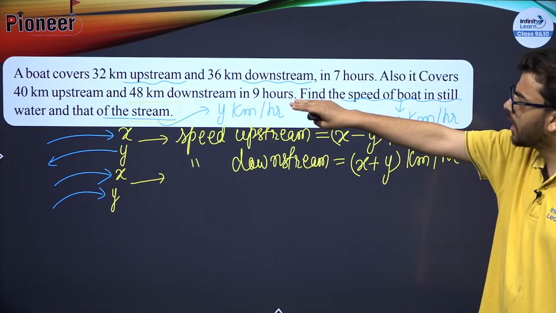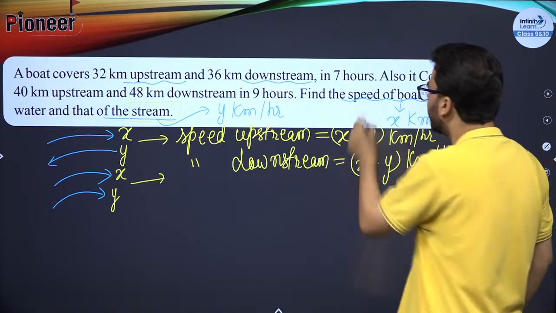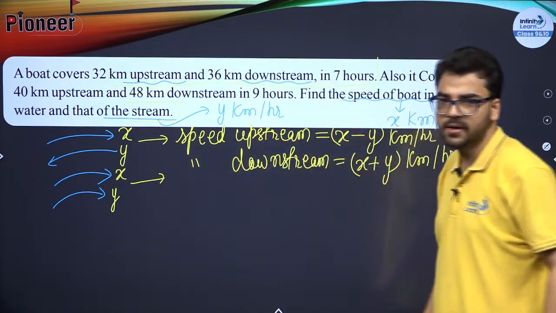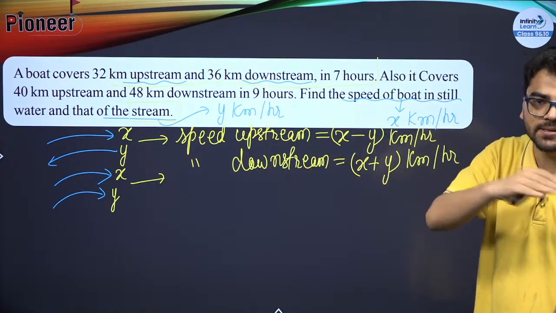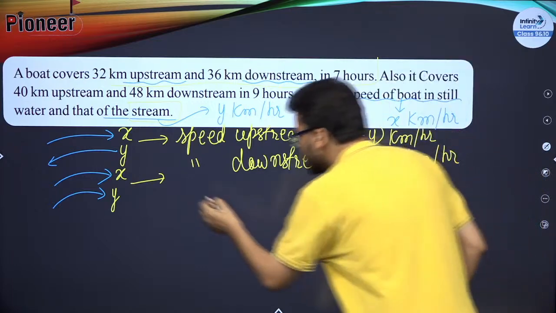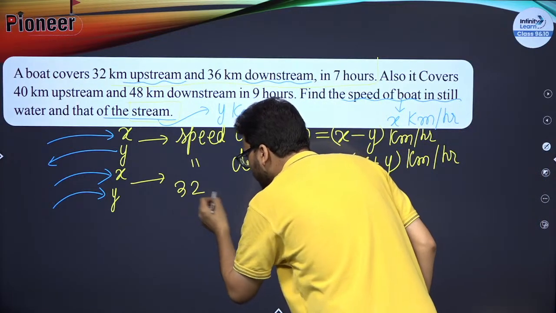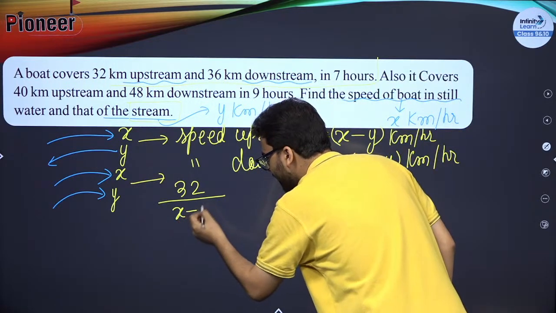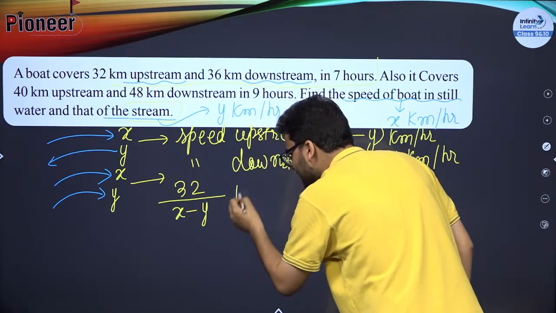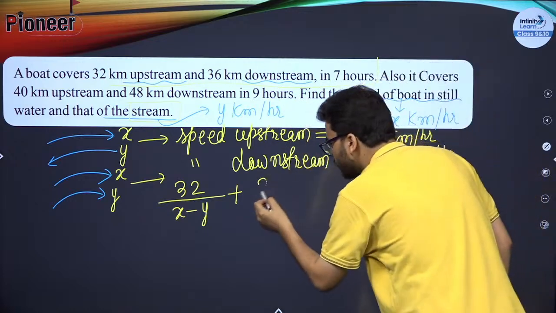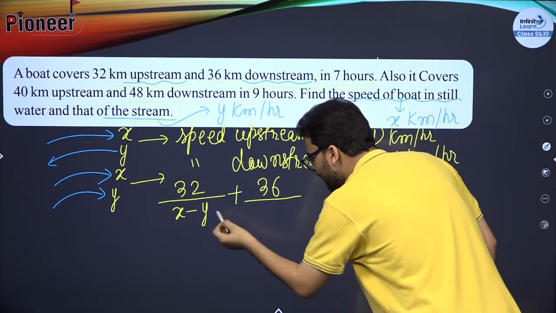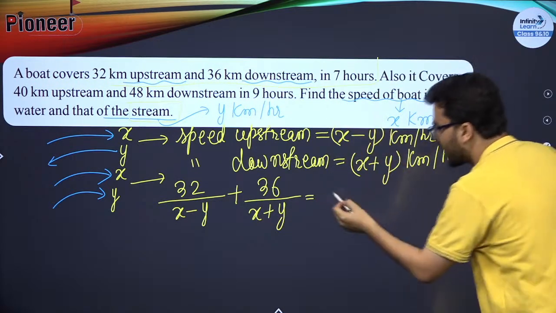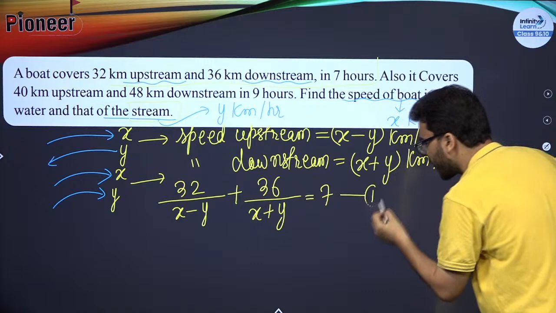Now read the question. A boat covers 32 km upstream and 36 km downstream in 7 hours. So time is what? Distance upon speed. So 32 km upstream means 32 km divided by the speed upstream, which is x minus y. So this is the time, plus 36 km downstream, it means distance divided by speed, which is x plus y, and the total time is 7 hours. So this is the first equation. You got it?